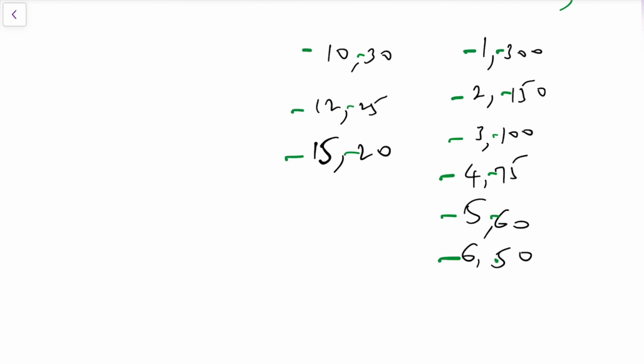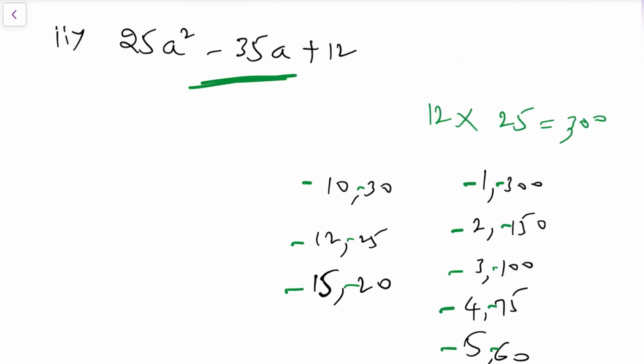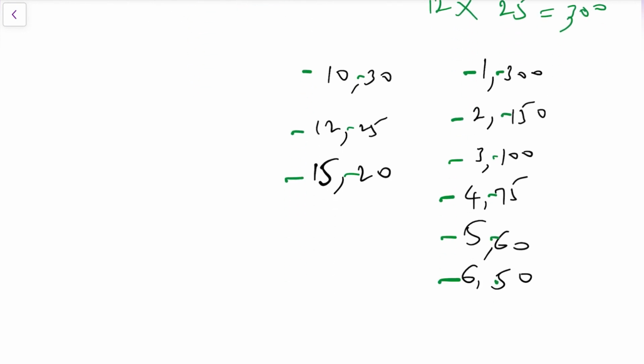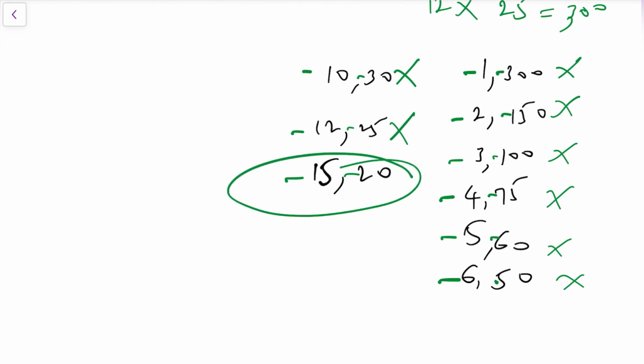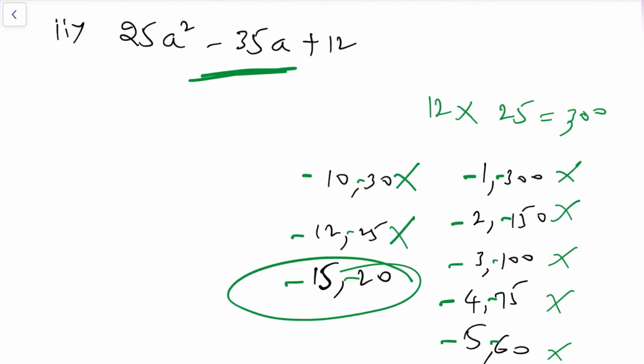So now from all these numbers, which will be the suitable? Here we have middle minus 35. This is not, this is not, this is not, this one is correct one. Oh no, not this one also. This last one is correct. Minus 15 minus 20 is minus 35.